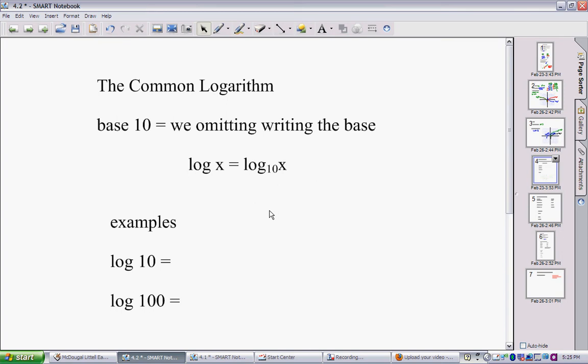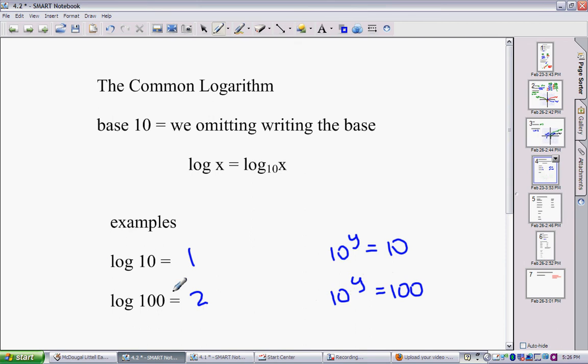So, for our examples, log of 10 is 1. Because it's really 10 to the y equals 10. So it must be 1. Log 100 is 2. Because 10 to what unknown power gives you 100? So 10 squared is 100.